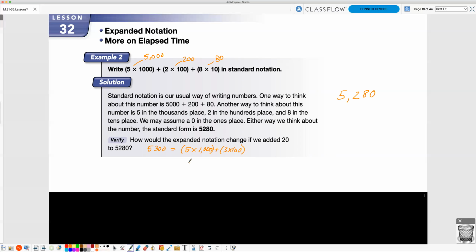So if you need to double check your expanded notation, just do the math. 5,000 plus 300. Well, if it equals 5,300, you're on the right track.